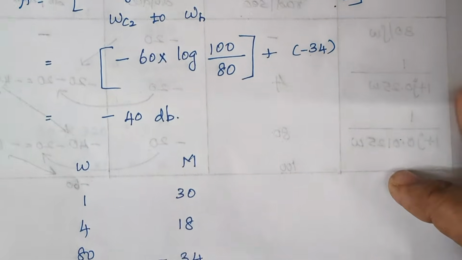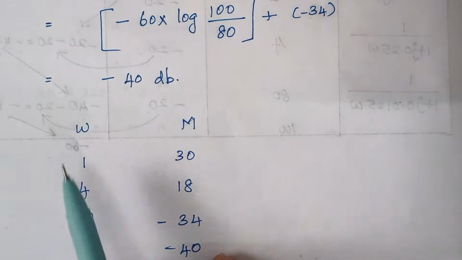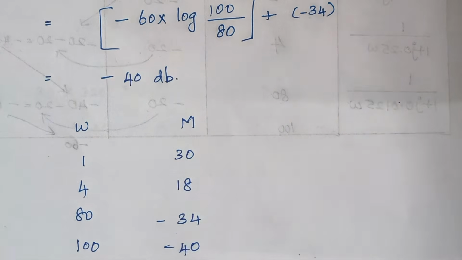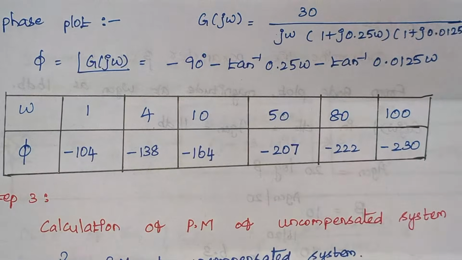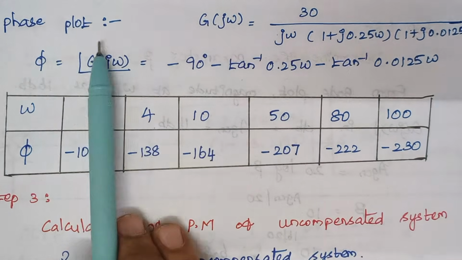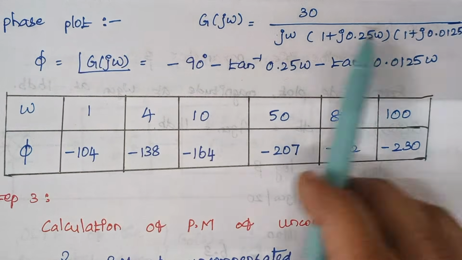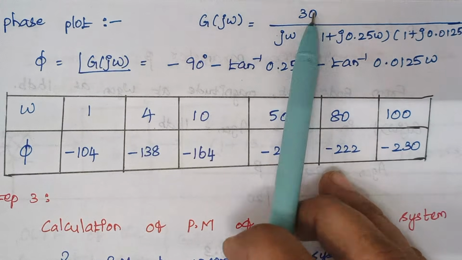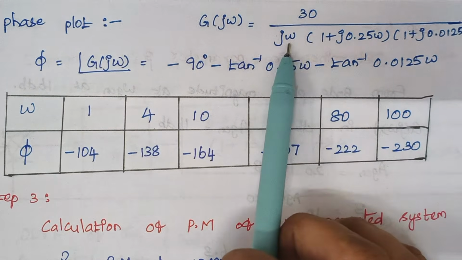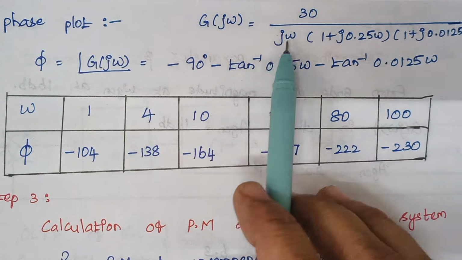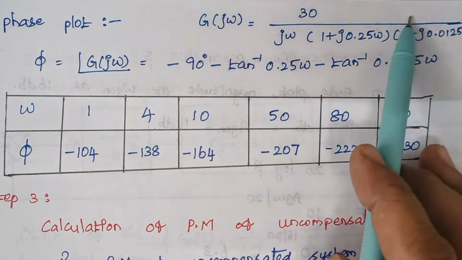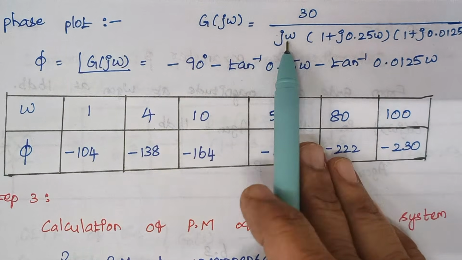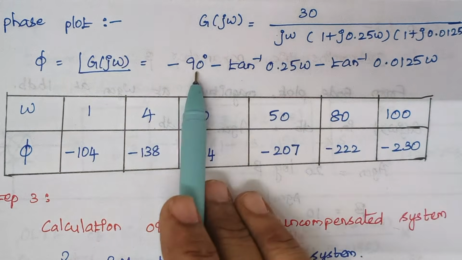Here I had made a simple tabulation of omega and magnitude. It will be easy for us to plot on a semi-log sheet. And the next one is calculation of the phase plot. So this is our expression. A constant term won't contribute any phase angle. Omega in the denominator contributes 90 degrees. I am going to shift these three terms to the numerator, so a minus is included. So omega contributes 90 degrees, and as I am moving this to the numerator, minus 90.